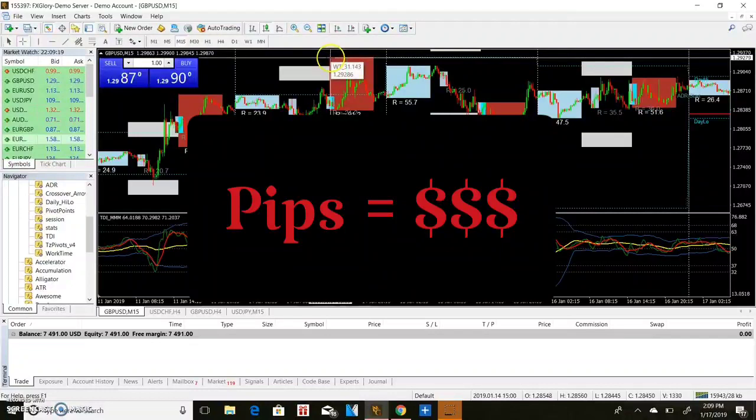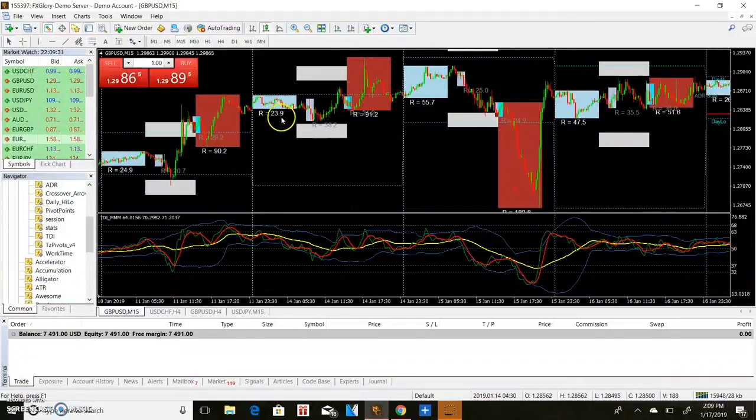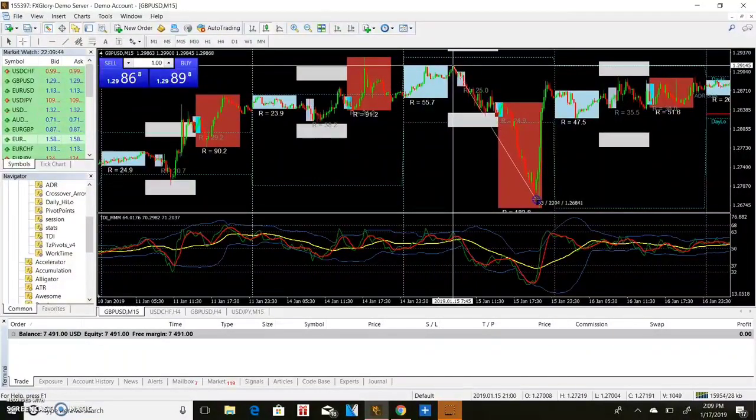This is how you can measure your pips and how much money you make. So from this box to this box is around 91 pips. That's what it tells you right here. You see these 23.9, that's 23 pips right there. 90 pips from here to here. So you can measure your pips as well when you're doing, let's say you caught this drop. You can measure it as well.